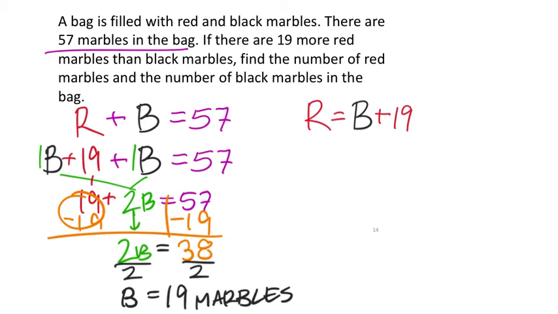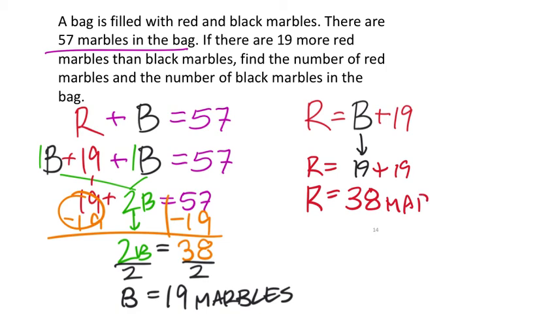Up here, for the second equation, I said that red marbles is the black marbles plus 19, but now I know the number of black marbles there is, 19 marbles. Oh, it's just plus another 19 right there for the red marbles. So the number of red marbles looks like it's 38. Again, you can put red marbles, but marbles is good.